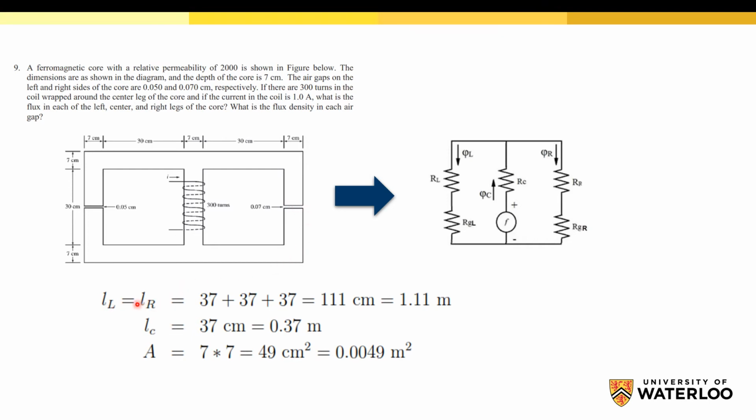So the length for the left will be 37, which is the mean length from this point to this point, multiplied times 3 to calculate the mean length for the left core, and also for the right core. The length of the center, from this point to this point, is also equal to 37 centimeters. So we have all the data now given, and we can start calculating the reluctance.